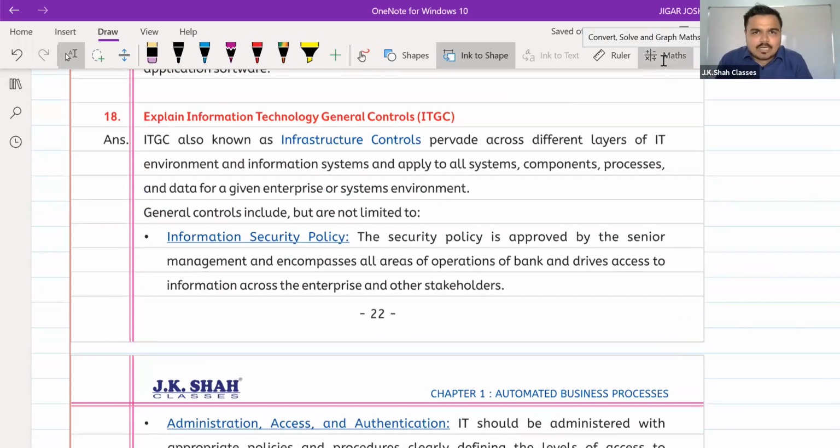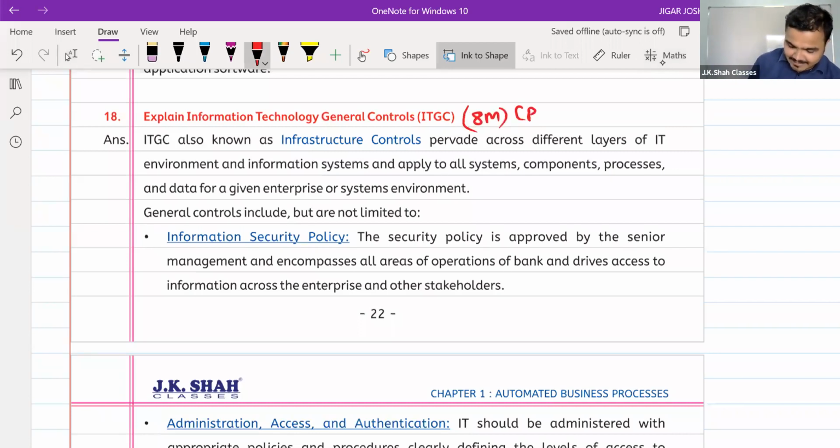So with this, we had already learned the application controls. Now we are going to see general controls. General controls include, my dear chartered, all those controls which are applicable to every type of organization. This question can be asked as a practical question to you, an 8 marks question.